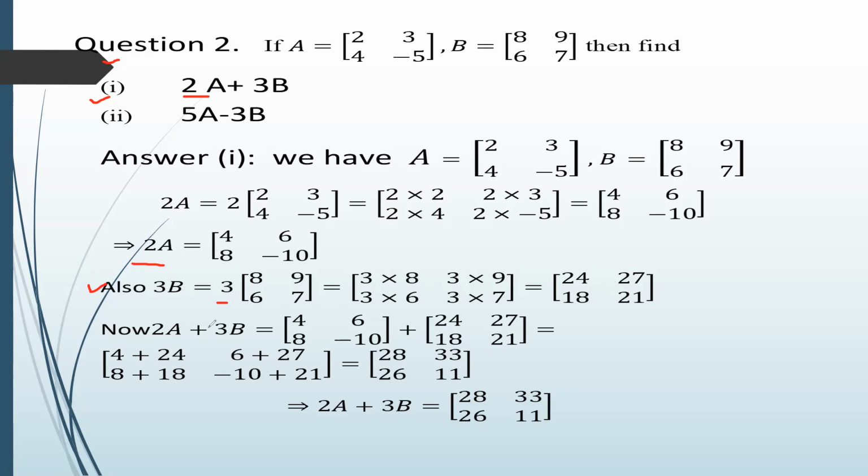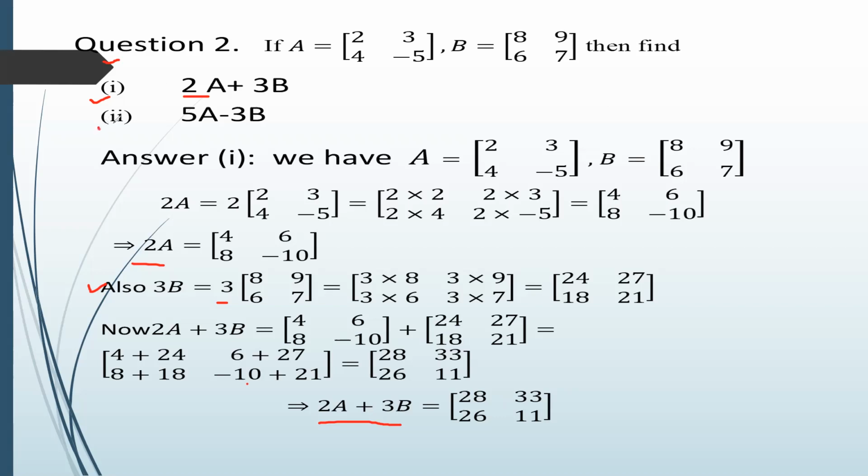Okay. So now we add 2A plus 3B. So this will come 4, 6, 8, minus 10 plus 24, 27, 18, and 21. Then we get 4 plus 24, 6 plus 27, and 8 plus 18, and minus 10 plus 21. So this will come 28, 33, 26, and 11. So the value of 2A plus 3B is 28, 33, 26, and 11. So is that clear how we can find the value of 2A plus 3B?